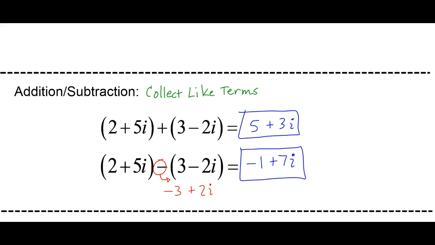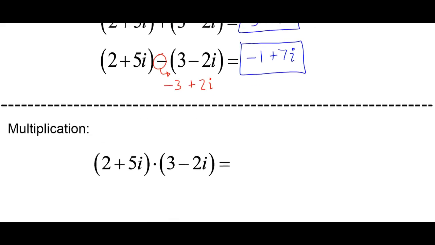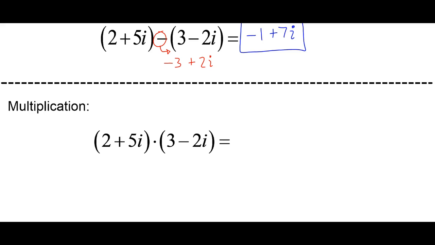No big deal. So let's see, we did powers, we did adding and subtracting. The next thing to take a look at would be multiplication. And again, you already know how to do this. You know how to FOIL things out. And that's exactly what we're going to do here. So first would be 2 times 3, and nothing new about that. 2 times 3 is still 6. Outside, 2 times negative 2i is negative 4i. Inside, 5i times 3 is going to be 15i. It's just like working with a variable. And then 5i times negative 2i is negative 10i squared.